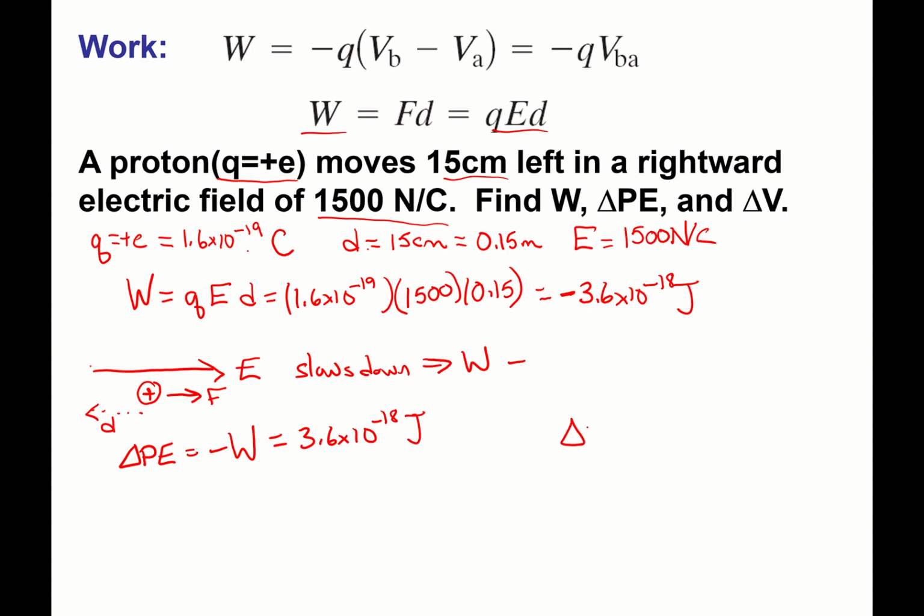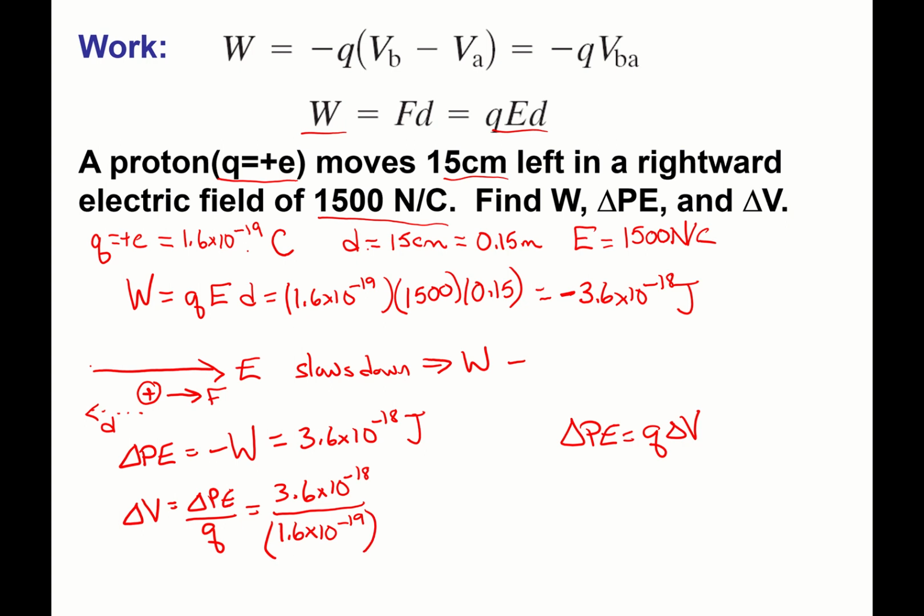Well, remember delta PE is Q times delta V. So delta V is just delta PE over Q. And so I'm just going to put in my delta PE, which I already found, 3.6 times 10 to the minus 18, divided by my charge, 1.6 times 10 to the minus 19. Now remember, when you do this in your calculator, make sure you put brackets around the terms on the bottom so that you don't end up getting an error in your powers of 10. And when I do that, I get a potential difference of 22.5, and the units are volts.